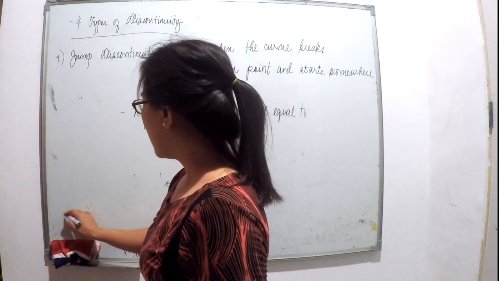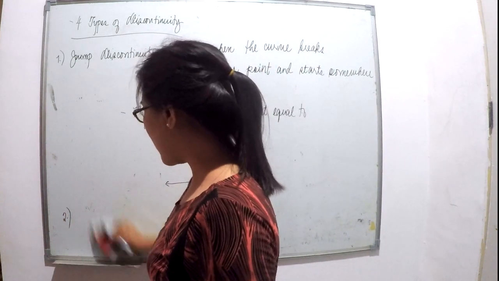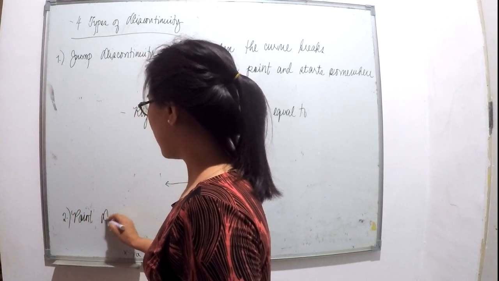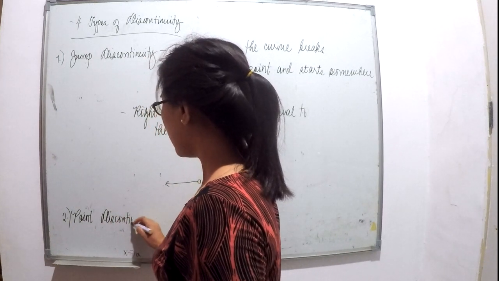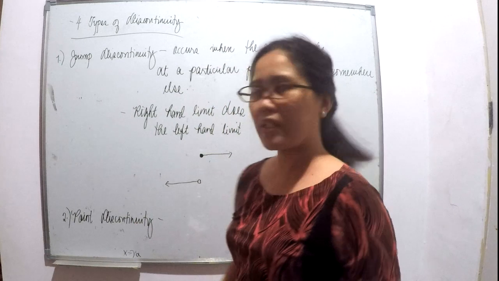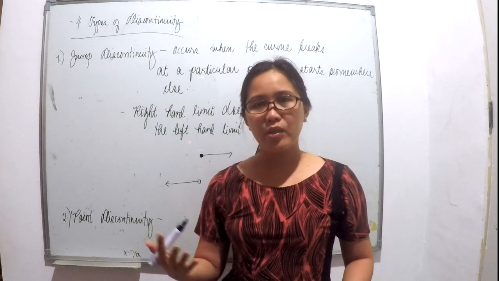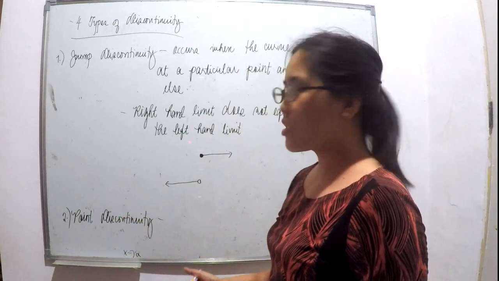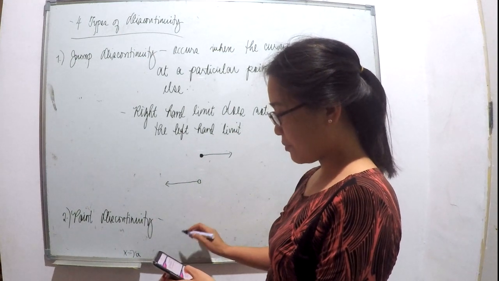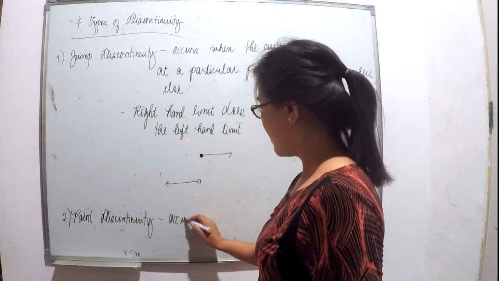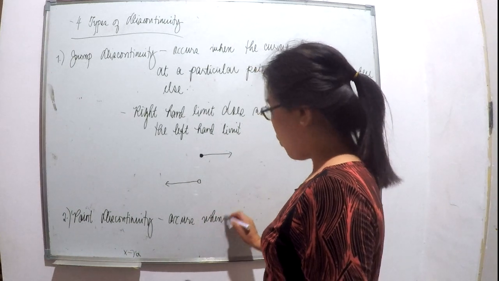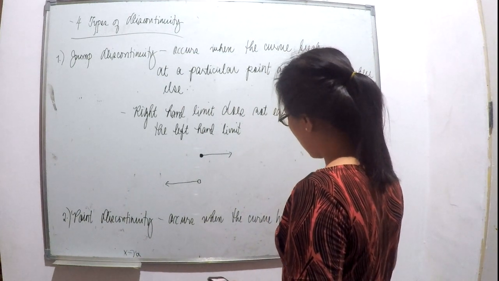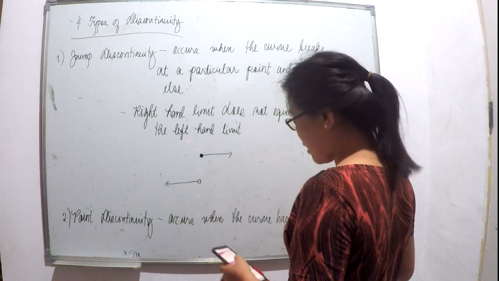The next one is point discontinuity. Okay, when can we say that the discontinuous function is a point discontinuity? It occurs when the curve has a hole.